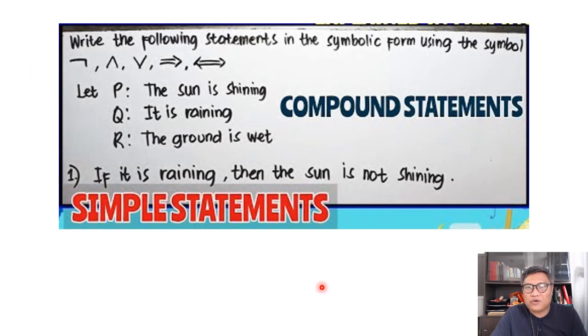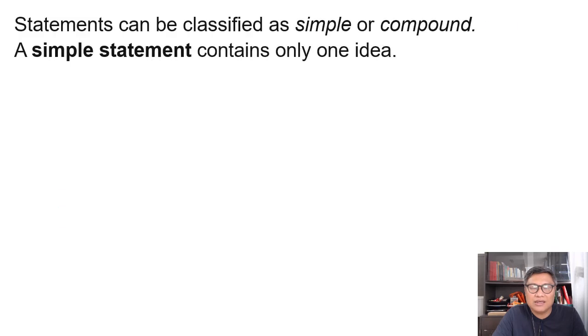Now, if you combine statements by adding connectives, as we call them, like and, or, if then, or if and only if, or sometimes even if it is a simple statement but you negate the concept or the idea, then what we have is what we call a compound statement. This is simply a combination of several simple statements using connectives. Statements can be classified as simple or compound.